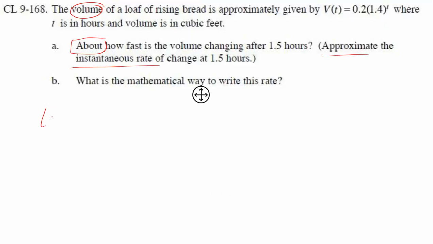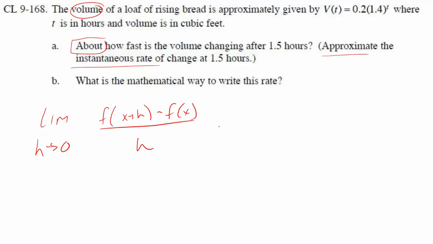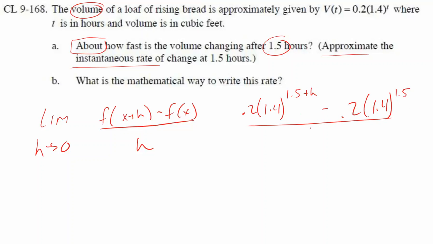The instantaneous rate of change is the limit, as h goes to 0, of f of x plus h minus f of x over h. So let's approximate it by putting it in: 0.2 times 1.4 to the, and we want it at 1.5, so it's going to be 1.5 plus h, minus 0.2 times 1.4 to the 1.5, over h.